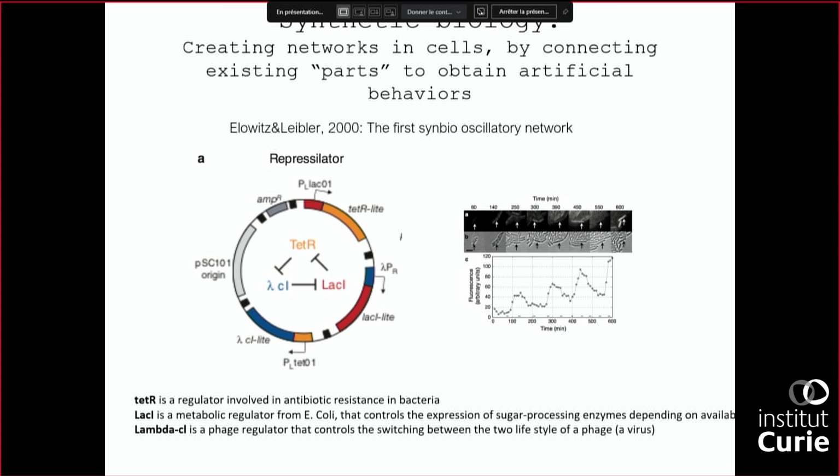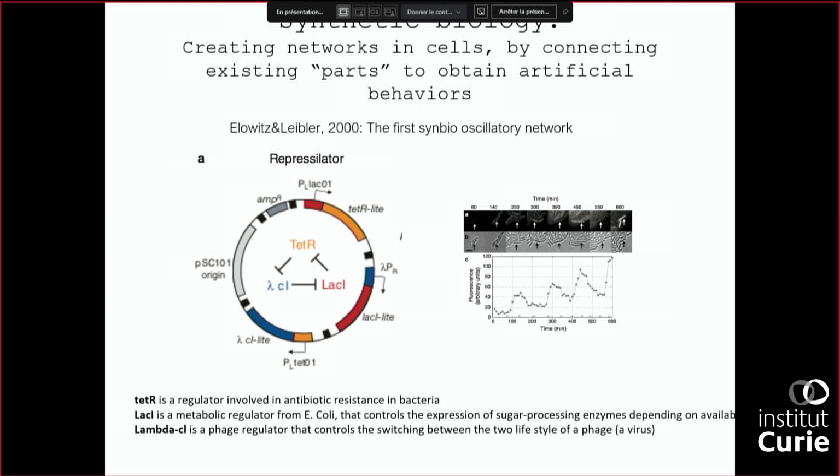The important point here is that to implement this particular network, and hence this particular function, the researchers used parts that have nothing to do with any oscillator in any kind of organism. So they selected three genes. This one is a regulator which is involved in antibiotic resistance in bacteria. This one is a metabolic regulator from E. coli that controls the expression of sugar processing enzymes, so nothing to do with cell cycle or oscillatory behavior.